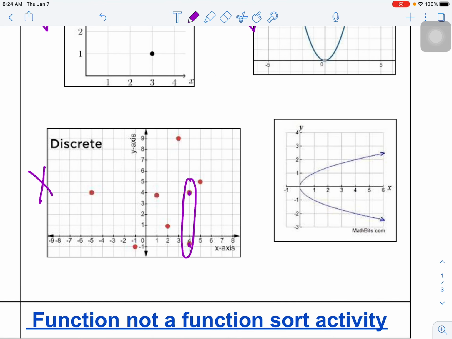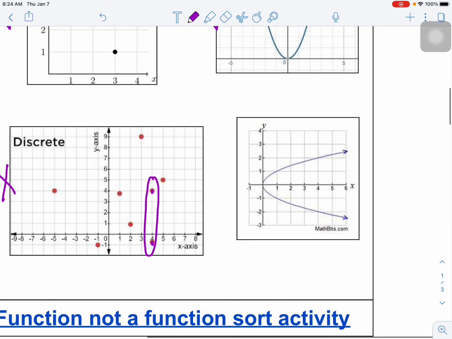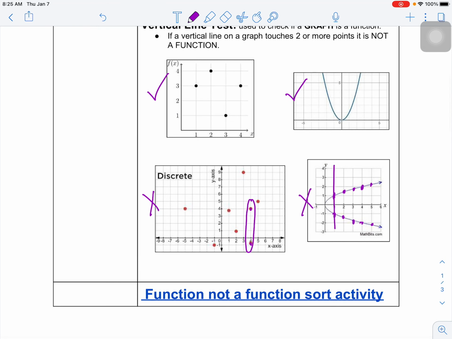So that's not a function. And you could say that's not a function because it does not pass the vertical line test. And then here is a continuous example where almost anywhere I draw a line, I'm going to touch 2 points because it reflects, right? And all of these are stacked on top of each other. And anytime in a graph where points are stacked on top of each other, it is not a function.